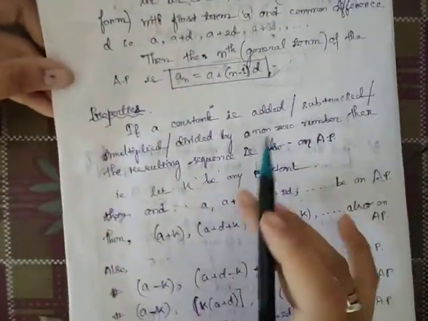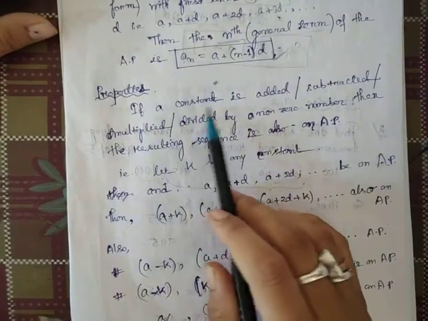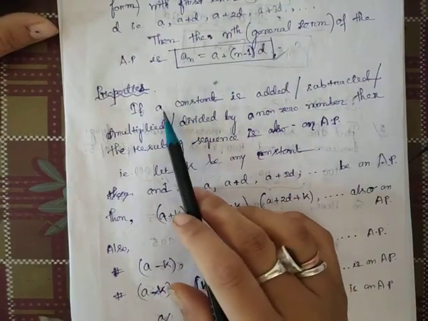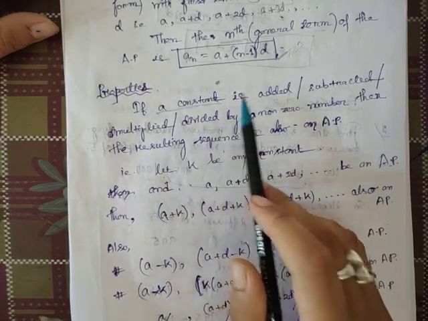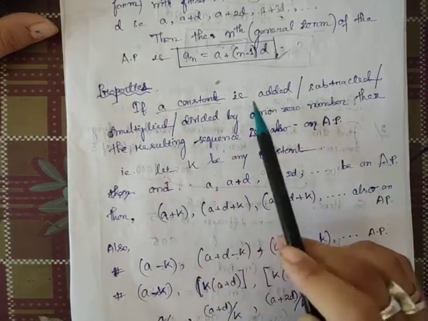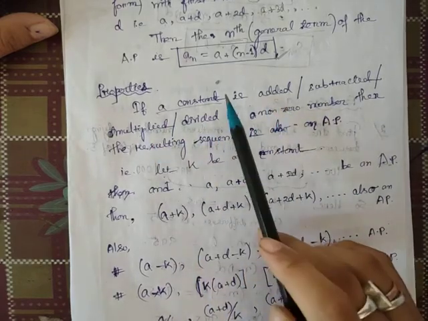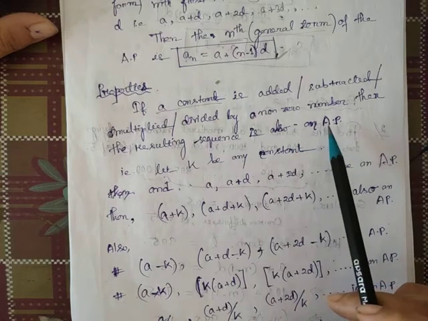এতিয়া আমি কিছুমান properties পঢ়িম তোমাৰ AP. So these are important properties: if any constant is added or subtracted, or the terms are multiplied or divided by a non-zero number, then the resulting sequence is also an AP.